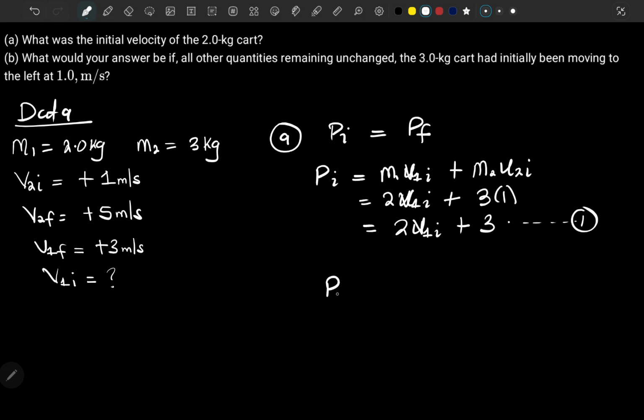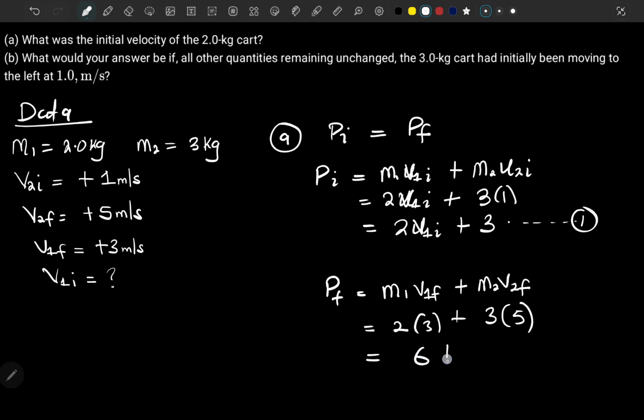Then the final momentum will also be m1 multiplied by V1F plus m2 V2F. So this is 2 times V1F which is 3, plus 3 times V2F, and V2F is 5. This will give us 6 plus 15, and this will give us 21. Equation number 2.